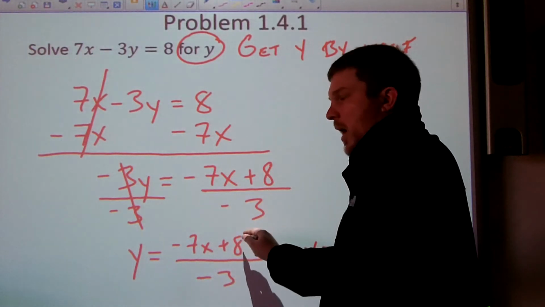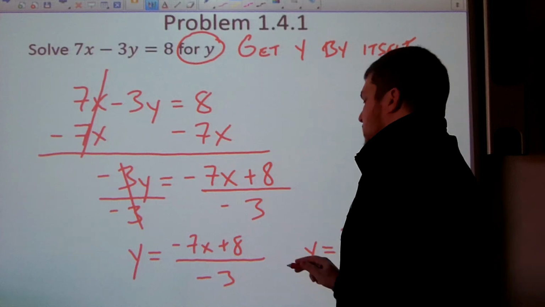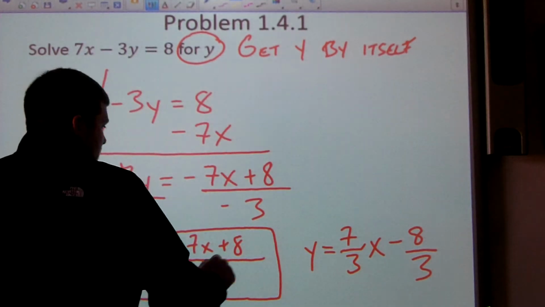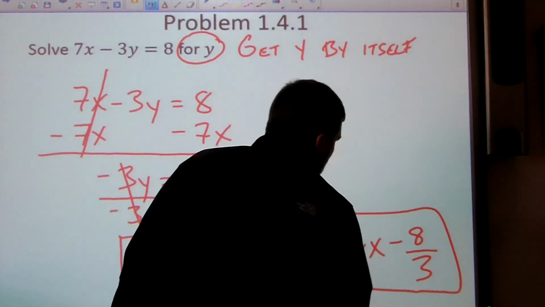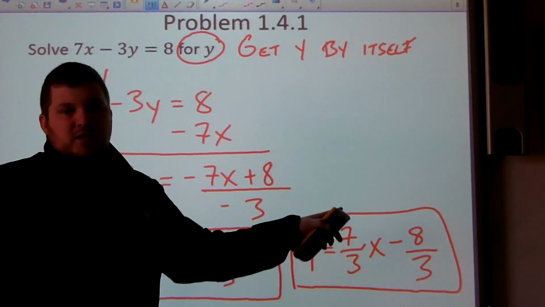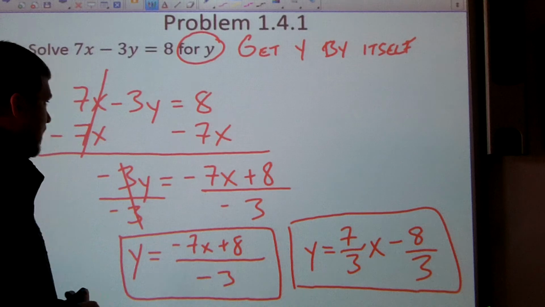And then positive 8 divided by negative 3 is negative 8/3. So you might see your answer written either way. Okay? Now honestly, this over here, simplified, that's the simplified version. That's probably the best answer. This one's okay, this one's great. Okay?